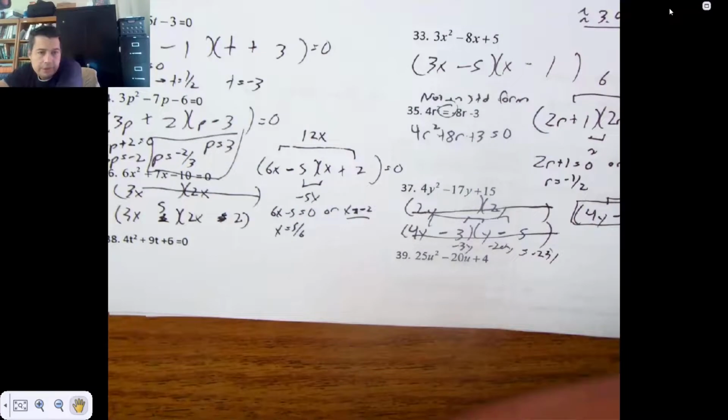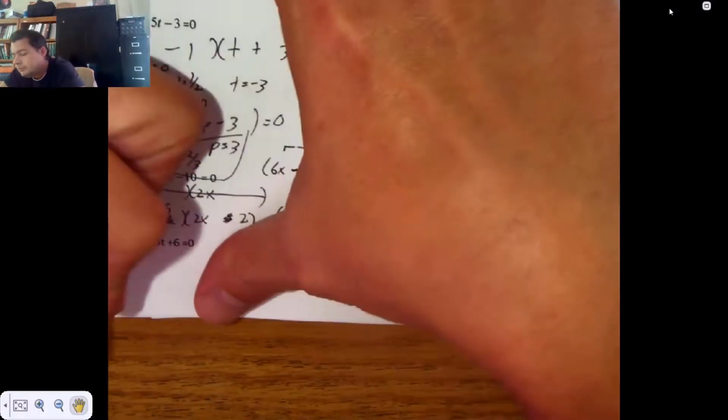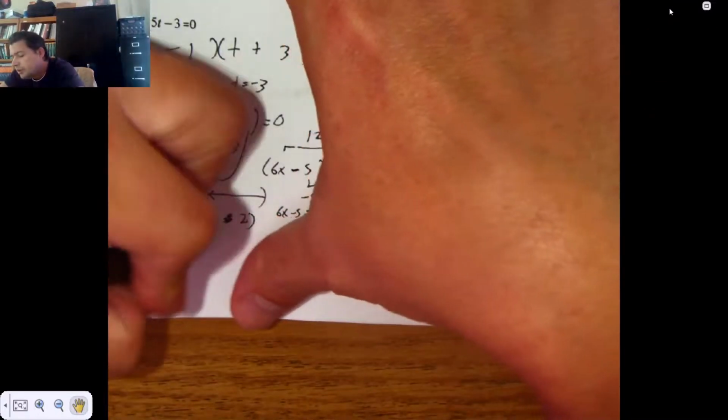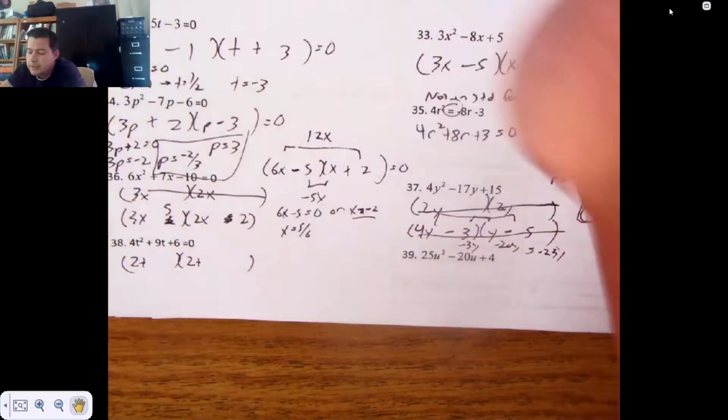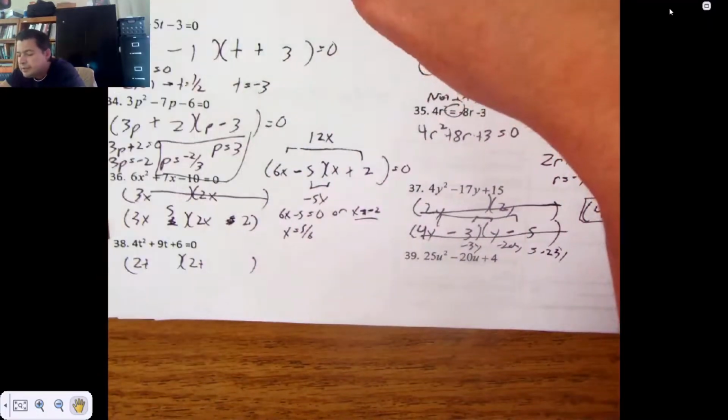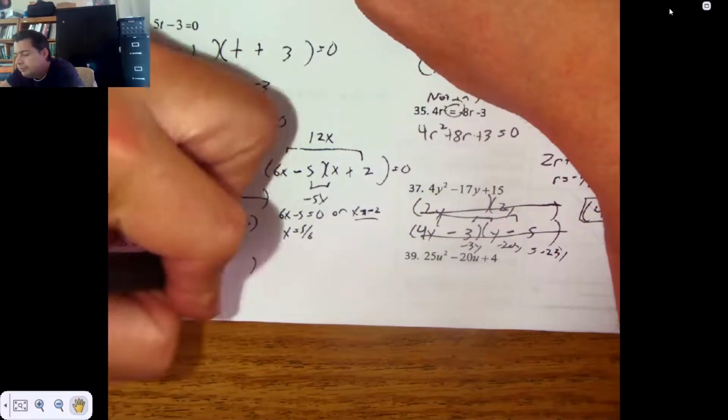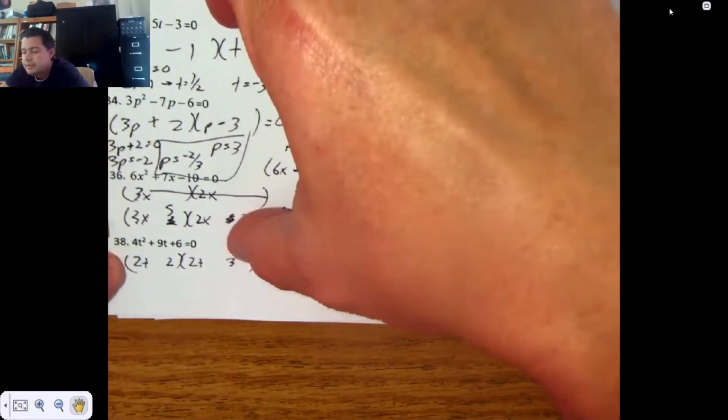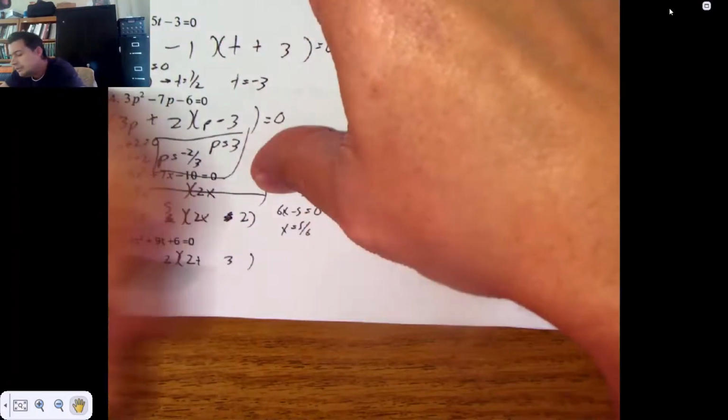38. 4t squared plus 9t plus 6. That sure kind of looks like a perfect square, but it's not. But let's see what happens. Let's go with 2t and 2t, which is probably not going to work. But I don't know. I'm pretty tired. Factors of 6 would be what? 2 and 3. Outside makes 6. Inside makes 4. Nope.